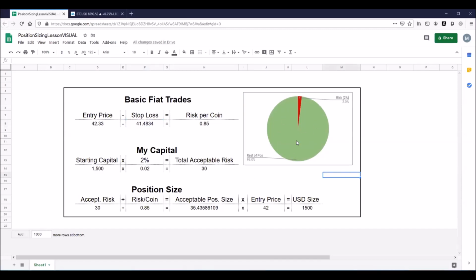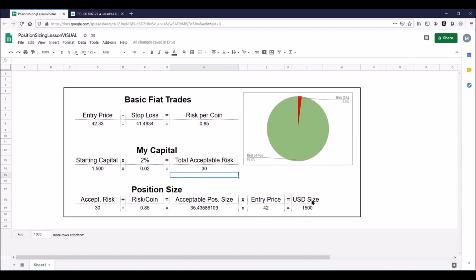I've set this pie chart up to pick up my total acceptable risk, which is this $30 here in red, and the rest of the position. So it takes the total position size and subtracts that risk from it and tells me what the rest of the position is. Now this gives you a way to visually see, in this example, I'm starting with an example that we have all thought of before.